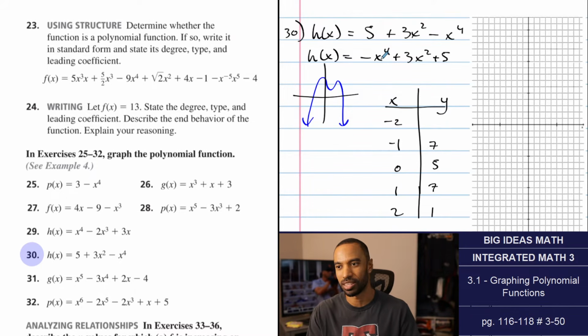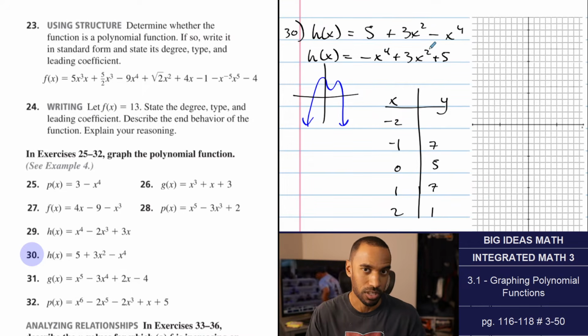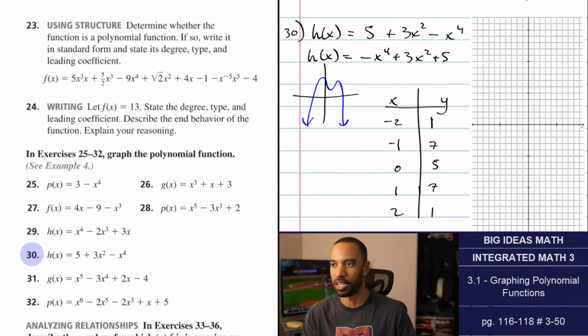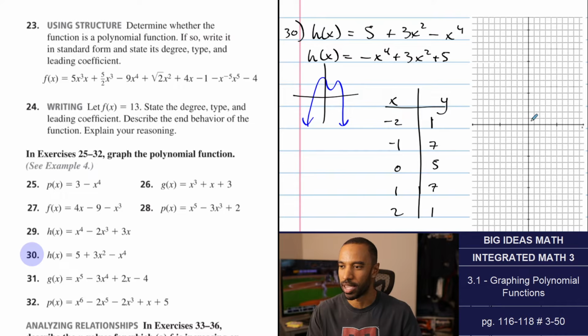And here, we're going to actually get the same thing. -2⁴ is 16. Opposite that's -16. Plus -2 squared. This isn't just an even degree function. This is also an even function. -16 plus 12 is -4 plus 5 is 1. So you have exact symmetry on this one because of the even function. Symmetry across the y-axis. -2, 1, -1, 7, 0, 5, 1, 7, and 2, 1.